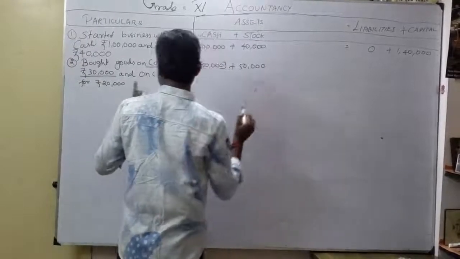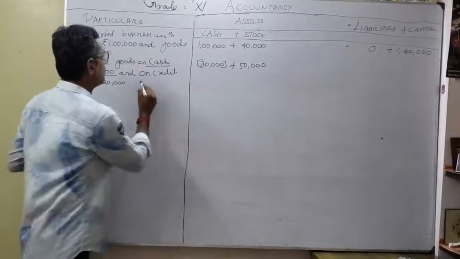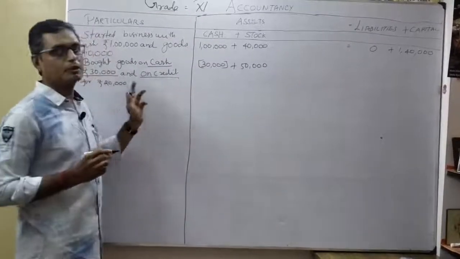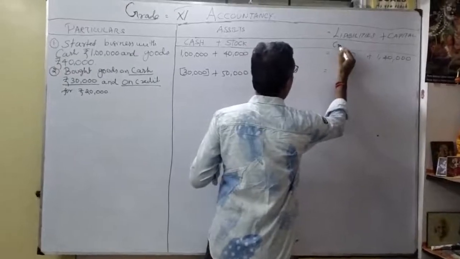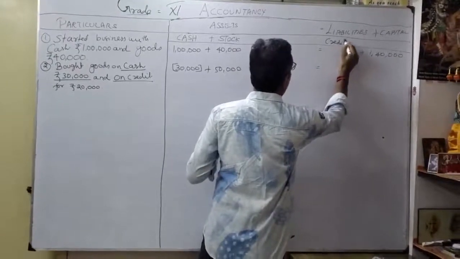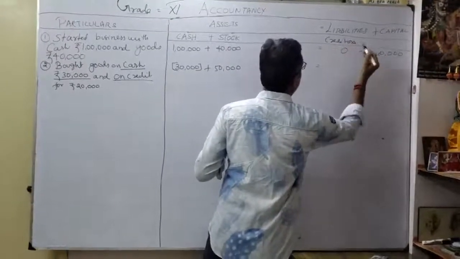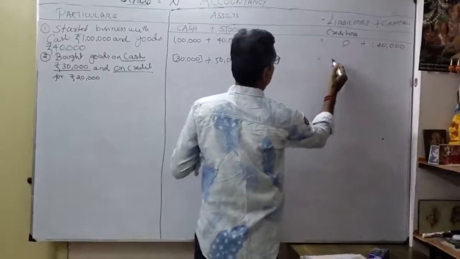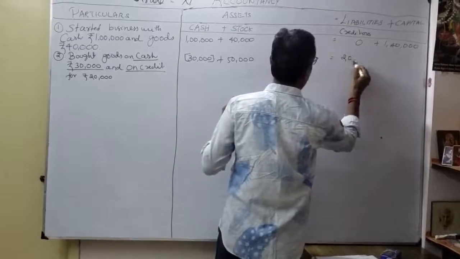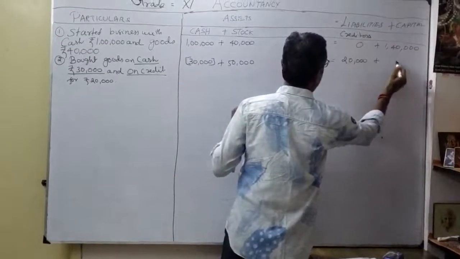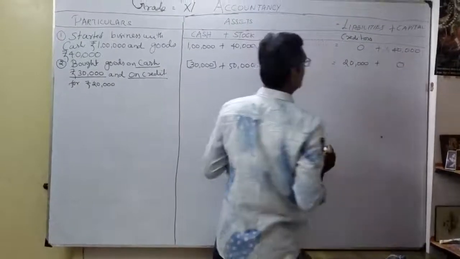And the remaining 20,000 is what? We bought on what? On credit. So where am I going to write it? I am going to write it here. Correct? That's why I gave the gap. Creditors. So how much? 20,000. I have written 20,000 here, plus 0. So you understood how we are going to write?